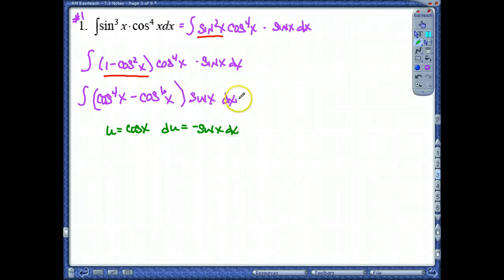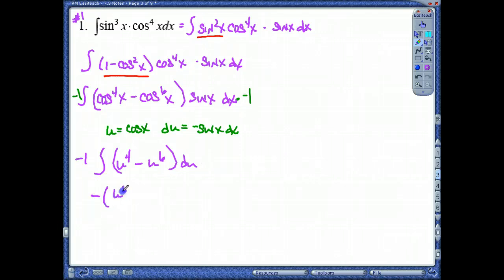So we have almost everything we need. I'm just going to put in my little -1 and counteract that with a -1 as well. And then we're ready to go. -1 times the integral of u to the 4th minus u to the 6th du. When I integrate that, I'm going to have negative u to the 5th over 5 minus u to the 7th over 7 plus my c. And then, of course, I'm going to take that negative through and change back from u.